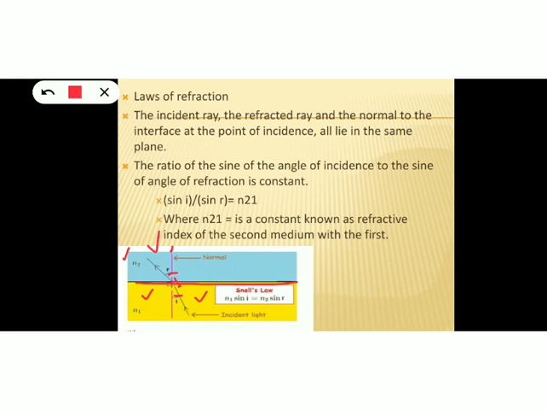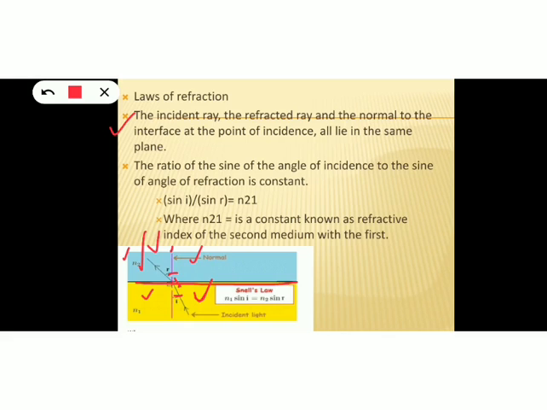So what is the first law? The first law of refraction states that the incident ray, refracted ray and the normal to the interface at the point of incidence all lie on the same plane. Here we can see the incident ray, refracted ray and the normal all lie on the same plane.